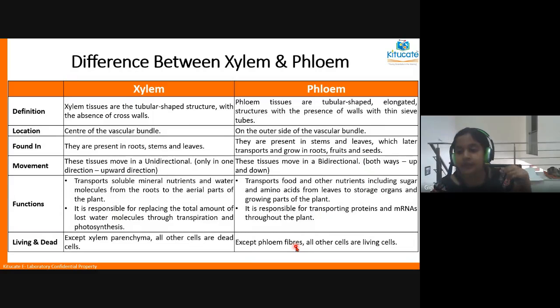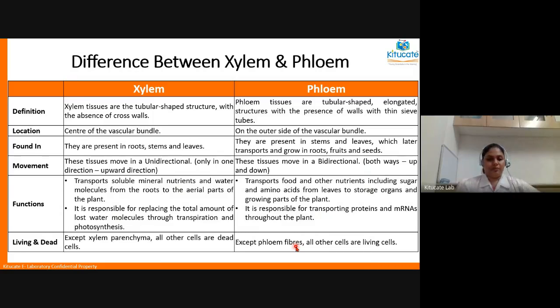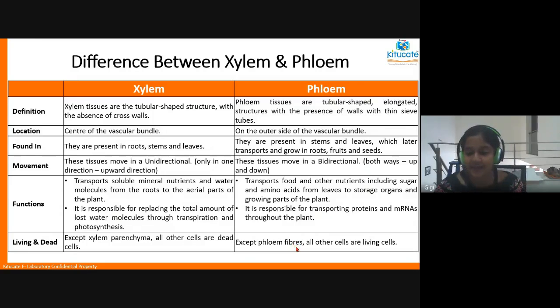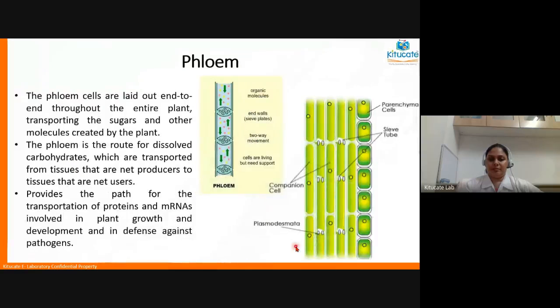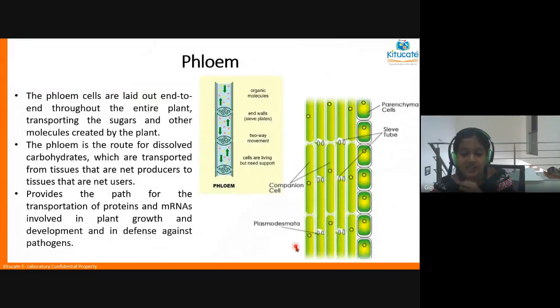I just have one about the structure of phloem. Can I just see that slide where it shows it? Could you explain briefly, like you did for xylem?